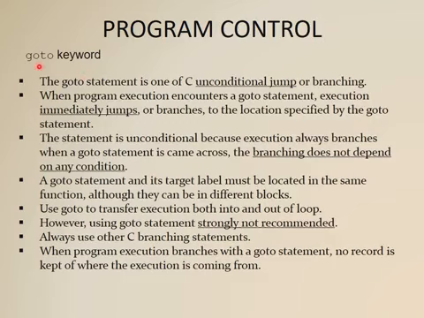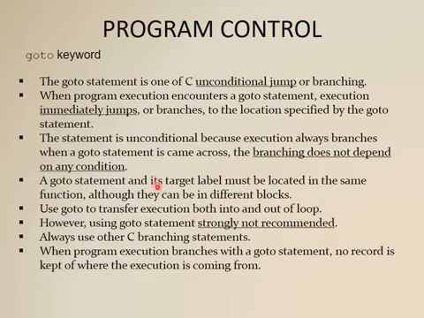In the same way as the continue keyword, we also have the goto keyword. It is the goto statement. The goto statement is one of the unconditional jumping or unconditional branching statements. Whenever program execution encounters the goto statement, the execution immediately jumps or branches from one location to the location specified by the goto statement. This statement is unconditional, because the execution always branches when a goto statement comes across. So the branching does not depend on any condition. Without any condition checking, we can transfer the flow of our program.